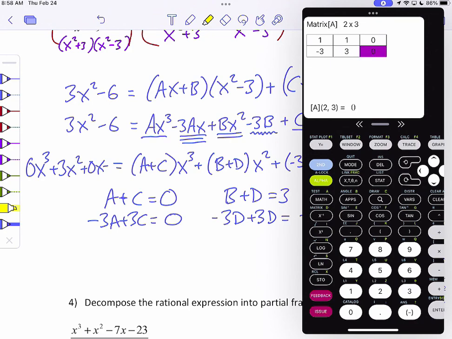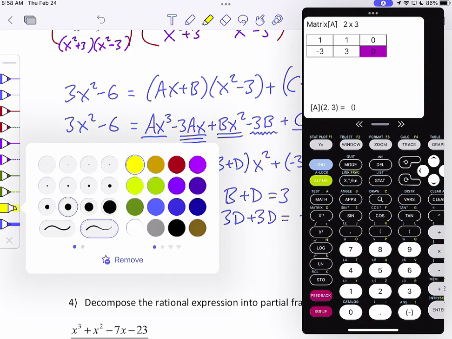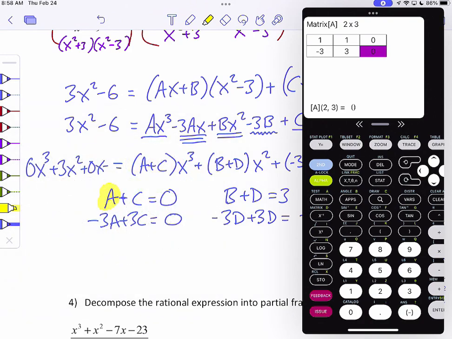There are going to be times when you need to do a 4x5 matrix, but I could do it like this. So I did 1, 1, 0, -3, 3, 0, and I'm finding A and C right now. My first column is the A, the second column is the C.